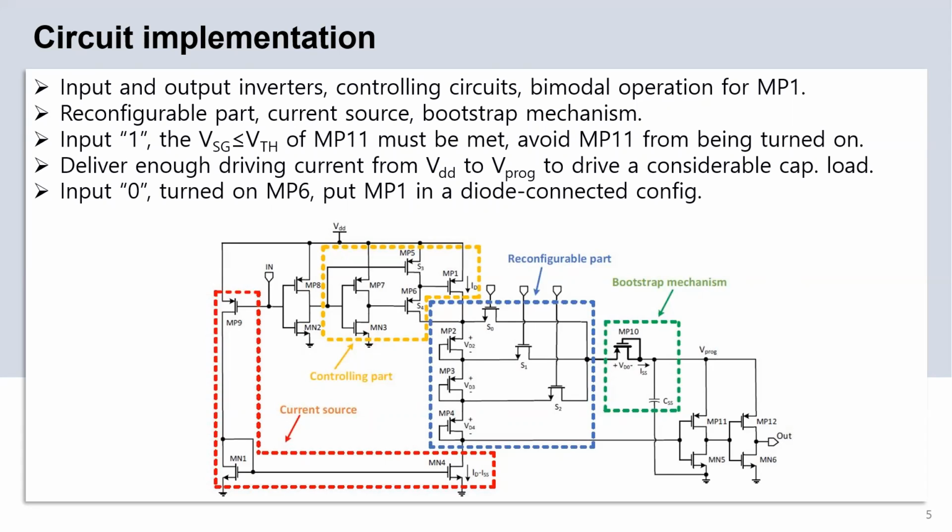In addition, in all settings, the circuit must be able to deliver enough driving current from VDD to V prime to drive a considerable capacitive load with the output buffer. When the input signal is low, MP6 is turned on to put MP1 in a diode connected transistor configuration.